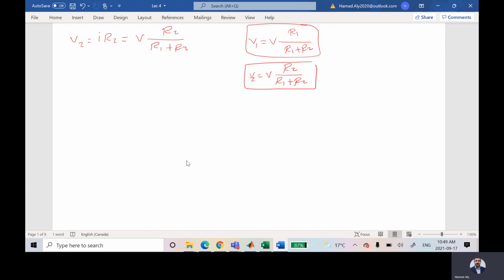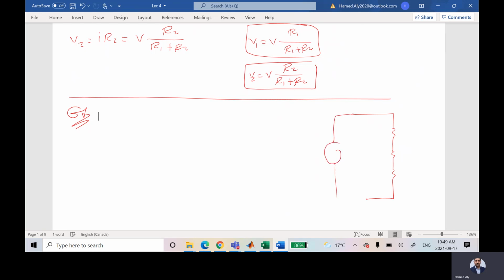Now, let us see a problem which is talking about that story. Imagine I have, for example, these 3 resistors, and I know that this voltage is equal to 50 volt, and this resistor R1 is equal to 100 ohms, and R2 is equal to 150 ohms, and R3 is equal to 200 ohms. I would like to calculate V1, V2, V3.